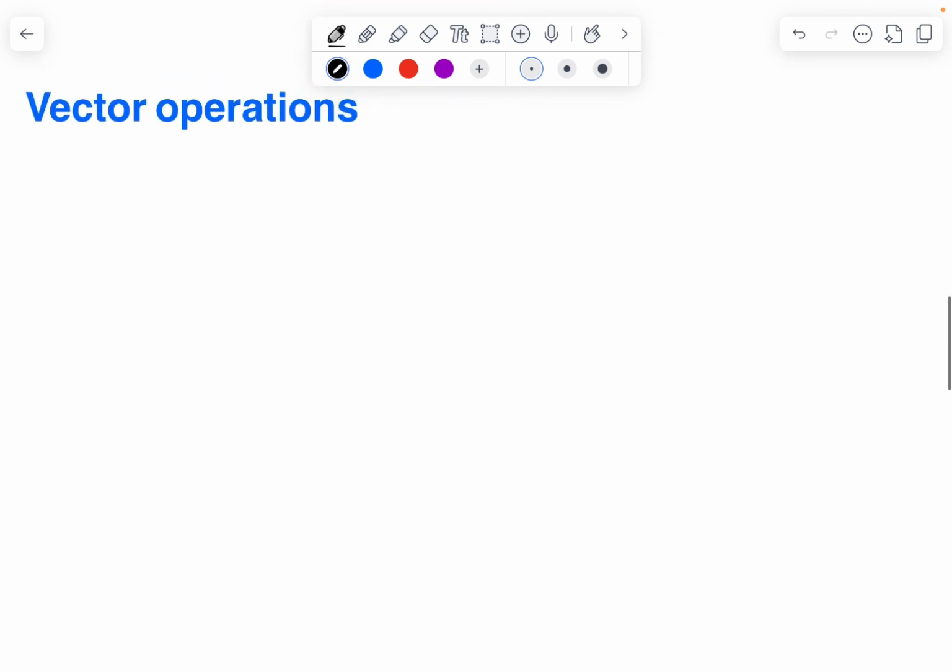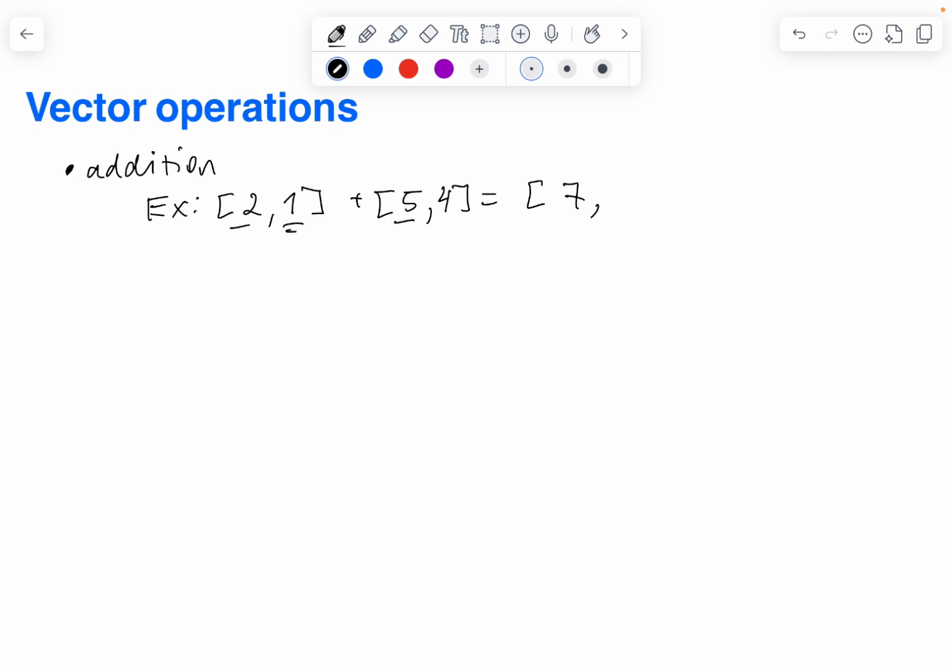So let's look at vector operations. We have addition, and for example, we have vector 2 and 1, and we add this to vector 5, 4, and we add the first number to the first number, so it's 7, and the second number to the second number, so it's 5. So that's addition.